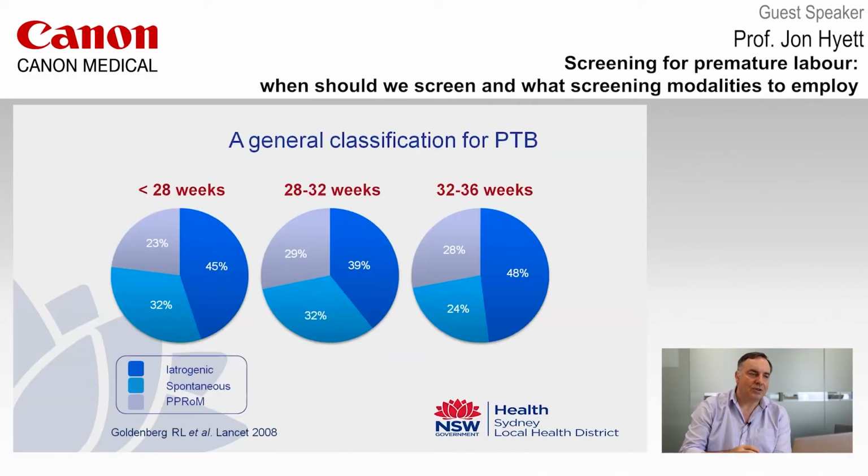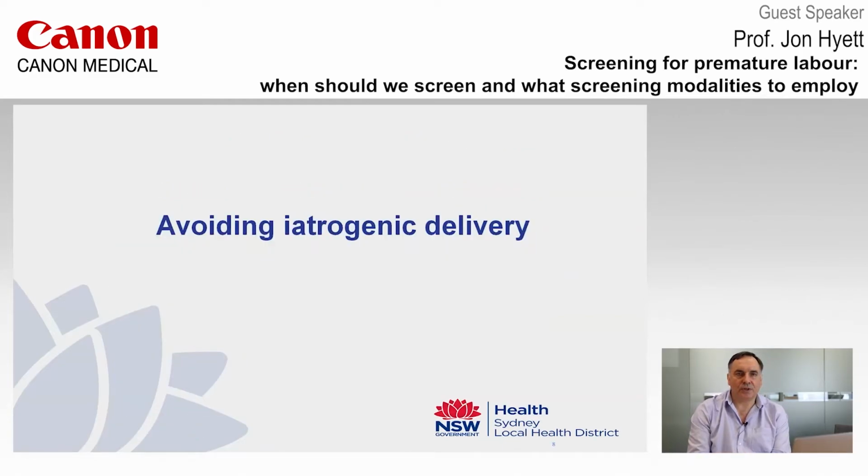So if we just look at preterm birth, we can really divide patients with singleton pregnancies into 3 groups. It's either an iatrogenic decision to deliver them, very often for preeclampsia or for fetal growth restriction, or they have spontaneous onset preterm birth, or they develop preterm pre-labour rupture of membranes, which often then leads to preterm delivery. So let's just focus for a moment on avoiding iatrogenic delivery.